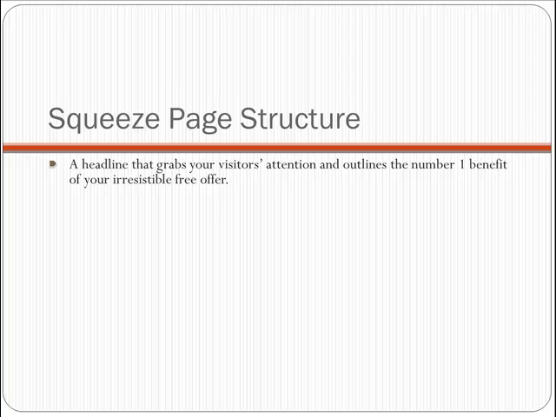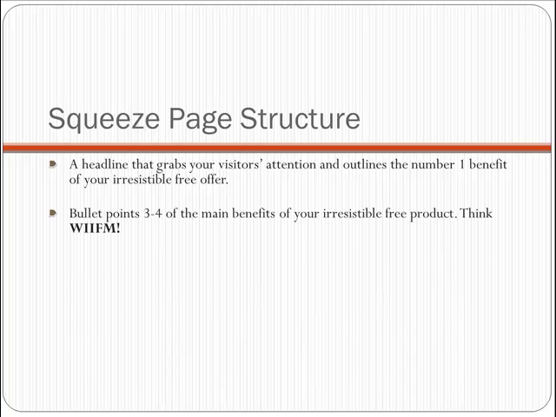All right, let's talk about the structure a little bit more. We're going to be talking about the headline that grabs your visitor's attention and outlines the number one benefit of your irresistible offer. Your headline needs to focus on the problem your customers or your leads are having, and focus on the number one benefit that's going to solve that. That's where you really want to take that. And there are some different things we're going to be talking about with the headline in just a minute.